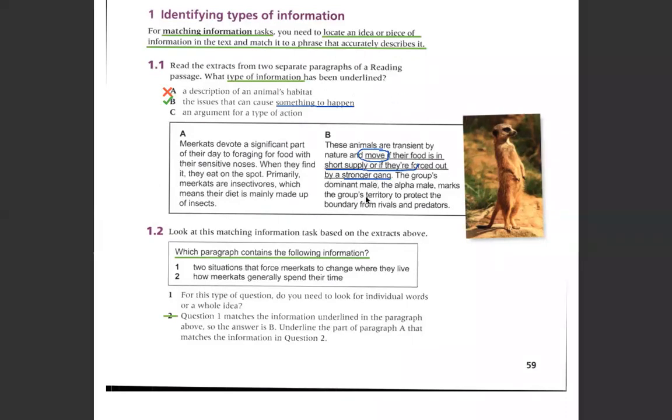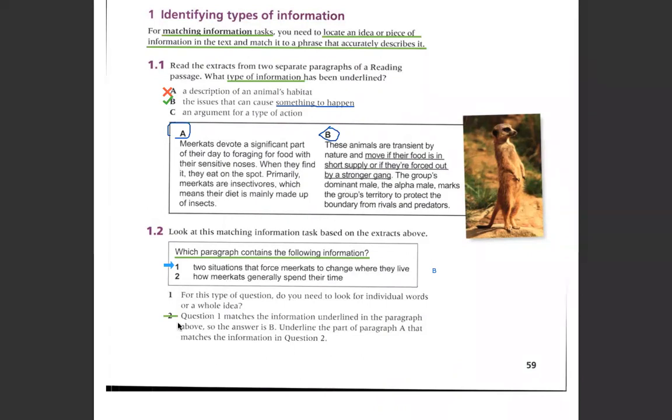Okay, so what we have to do sometimes is have a look at a sentence or part of a paragraph and decide what type of information it is. So let's have a look at this question here. It says, which paragraph contains the information? So we have paragraph A and we have paragraph B. Which paragraph contains information about two situations that force meerkats to change where they live? Please type in the chat box A or B. So which paragraph, A or B, contains this information? Okay, you should know straight away because that's a question that we just answered, which is B. It tells us in this sentence.